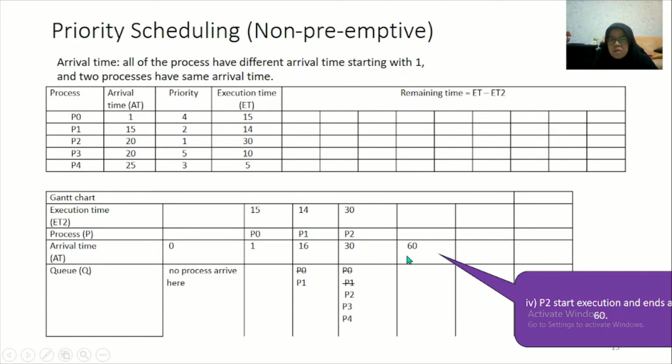And P2 will start the execution and it ends at 60. So how do we get 60? Because the arrival time for P2 is 30, we add the execution time, so it equals 60.